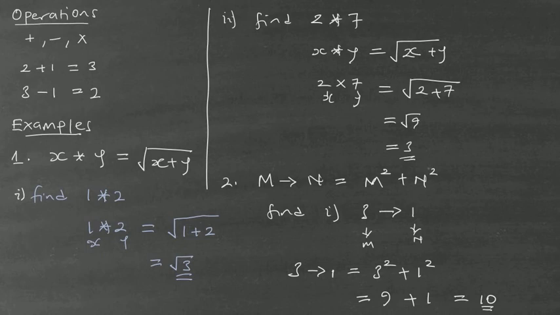So in other words, when you're given an operation, go back to the rule given for that operation, and then you work it out. Let's look at another example.